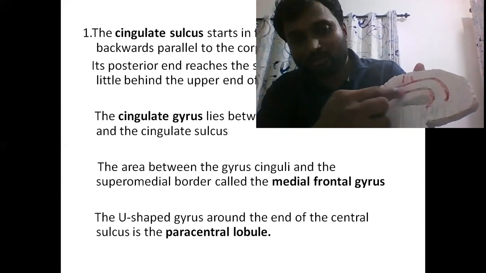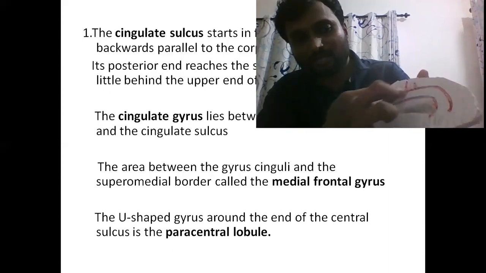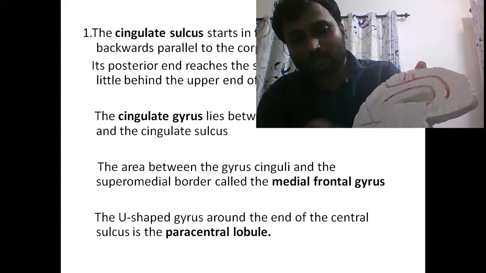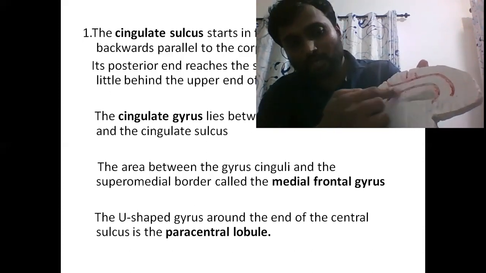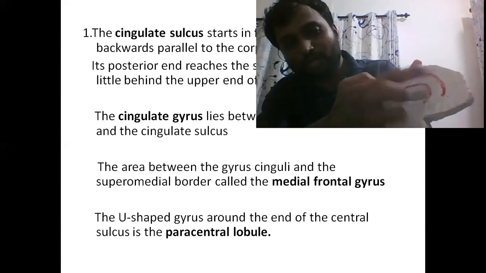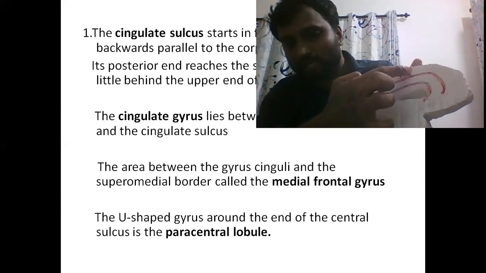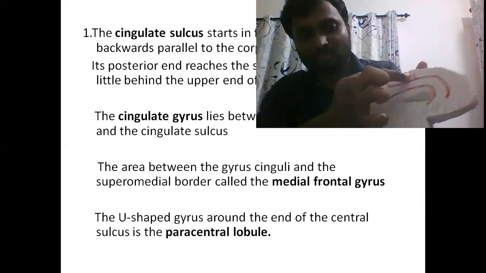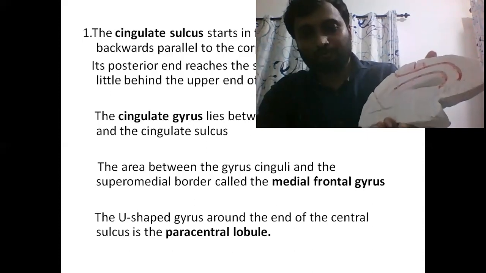See, first one is the callosal sulcus, the second one is the cingulate sulcus, and third we can see the extension of this central sulcus. Now what are the gyri? See here between the callosal sulcus and the cingulate sulcus, this one is a cingulate gyrus. Above that, this one is a medial frontal gyrus. Then behind the medial frontal gyrus, this area, this is a paracentral lobule.